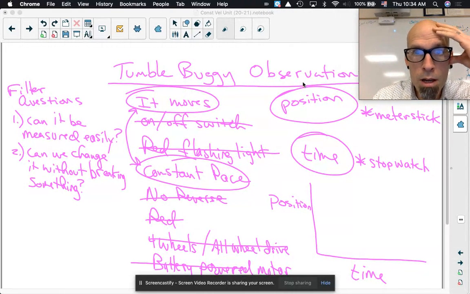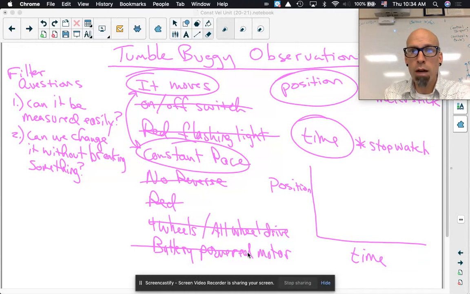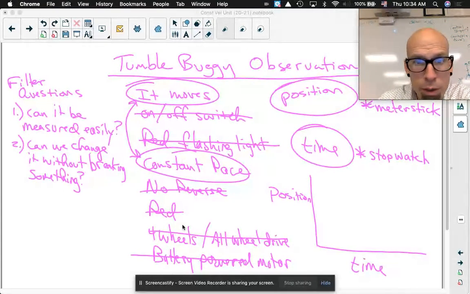All right. It moves. There's an on-off switch. Red flashing light. There's no reverse. It's red. It has 4 wheels, and it's also all-wheel drive. It's battery powered. It has a motor, obviously. And so we made this whole big old list.